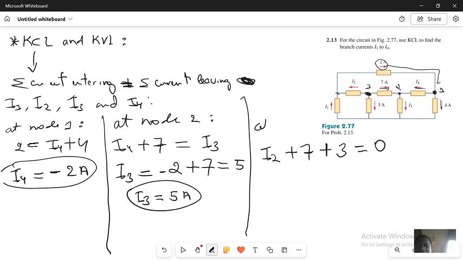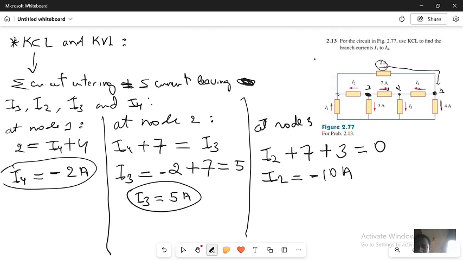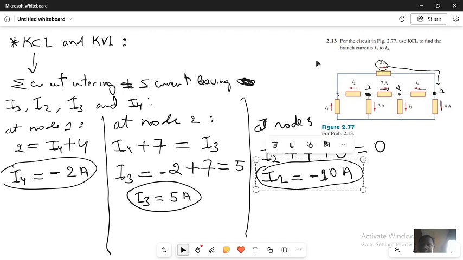There is no current entering. We are at node 3. So in this case I will have I2 equal 7 plus 3 equal 10. If this 10 comes in this side, it is going to be minus 10 ampere. So if we see I get negative, it is not a problem. That's the real answer. Why is this negative? This negative shows that the direction of I2 is not the correct direction, meaning the real direction of I2 is this direction.